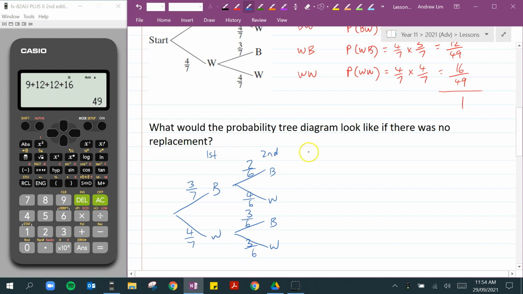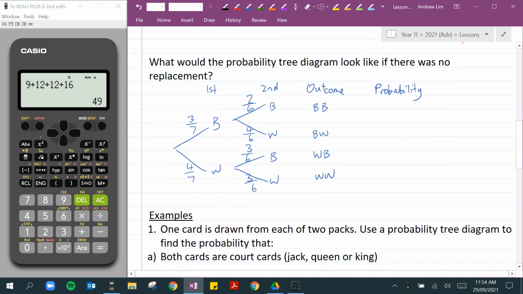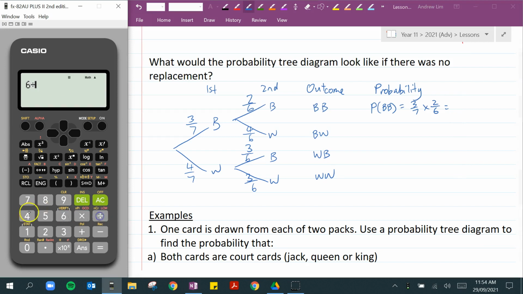So, what are the outcomes? We can get black and black, black and white, white and black, and white and white. And the probability of these outcomes, we're just going to multiply the two fractions. 3 out of 7 times 2 out of 6. That's 6 out of 42, which should be 1 out of 7.